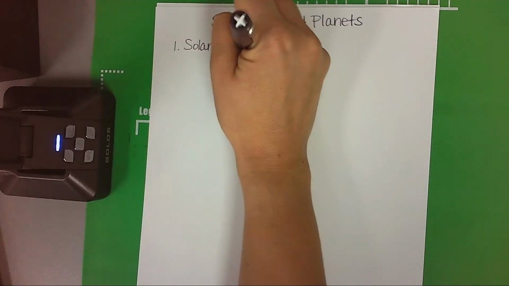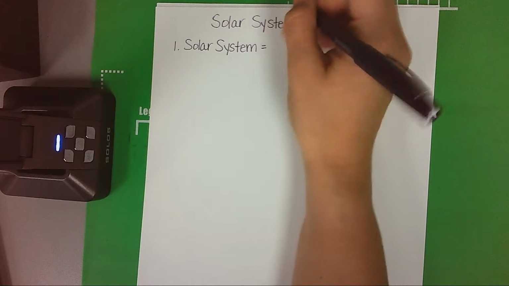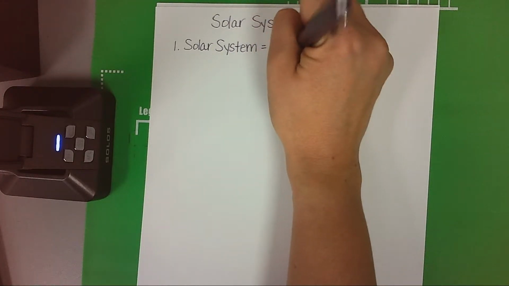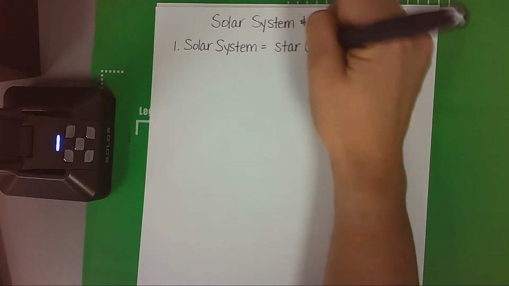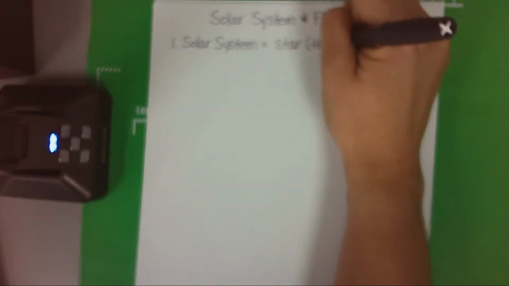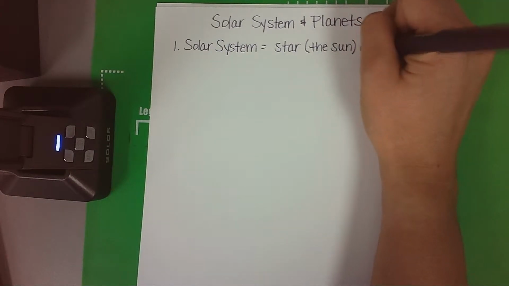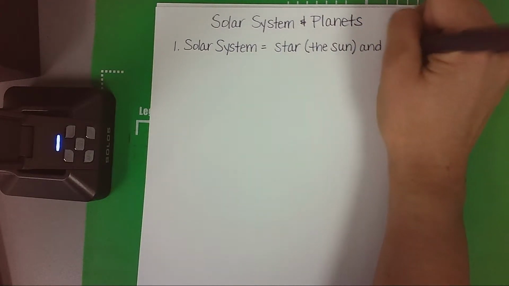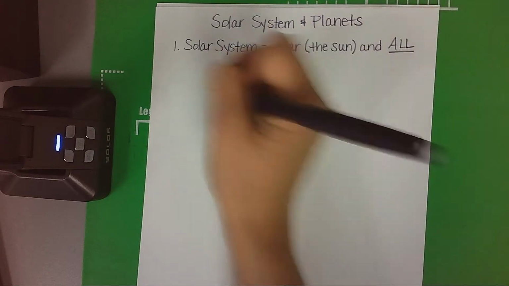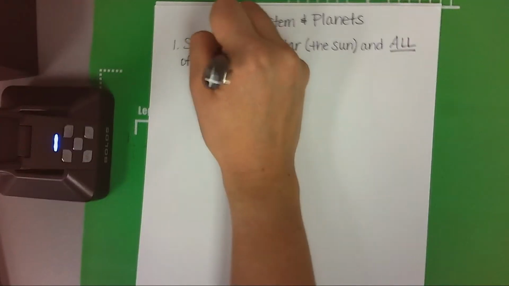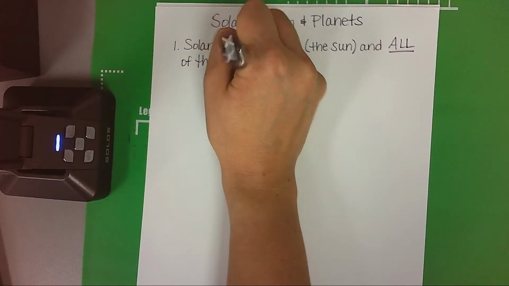We know it as the planets, but what is the actual definition of a solar system? It is a star, so it has to have a star, which in this solar system is the Sun, and all of the objects that orbit the Sun.